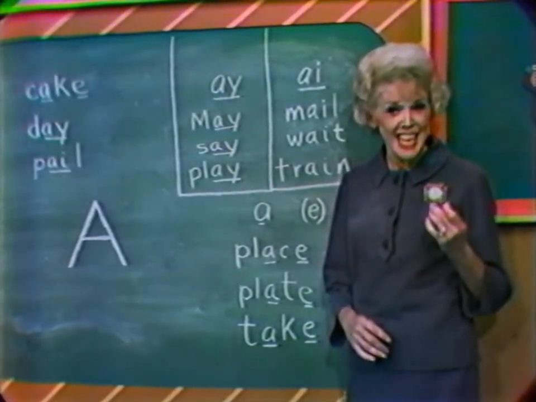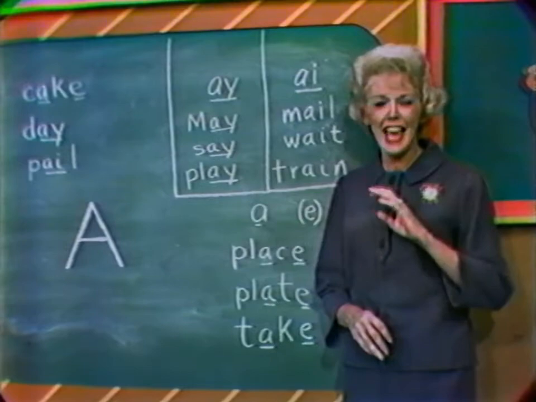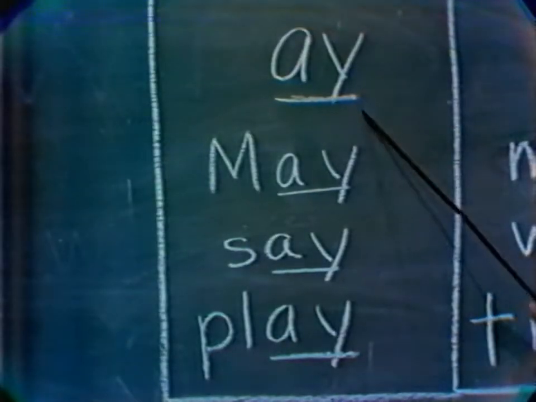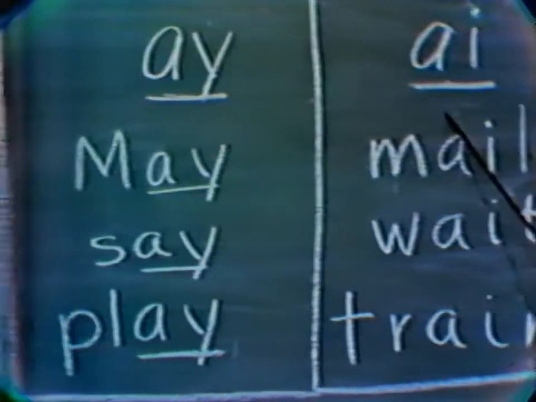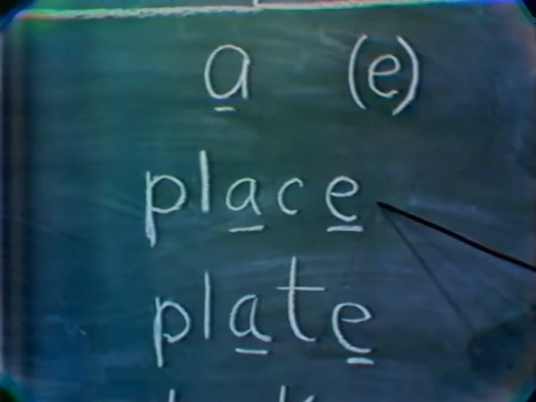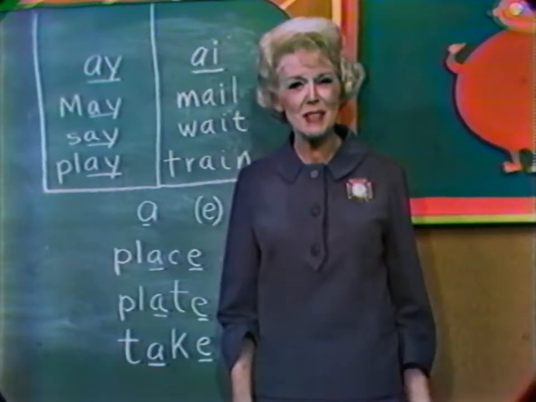And homework in a minute. So for homework today, let's find all the words we can that say A in them somewhere. Look for the A-Ys and the A-Is together. And of course, the A with the silent E at the end. Good hunting, and I'll see you tomorrow.